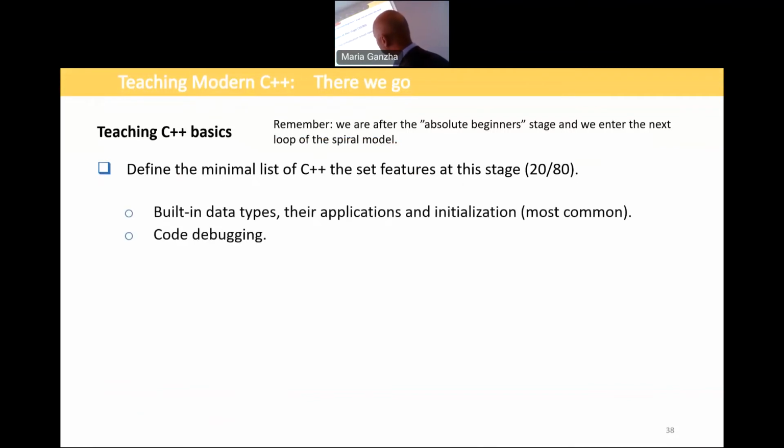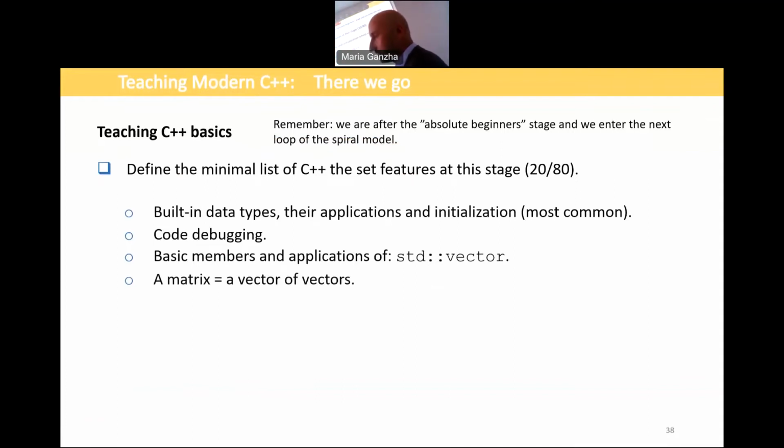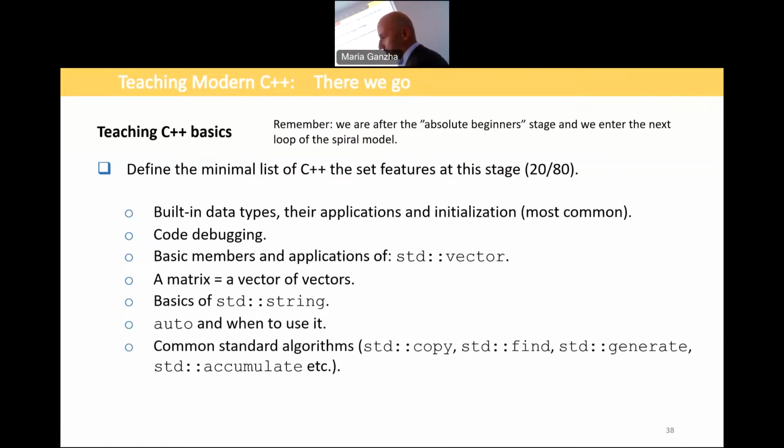Well, just briefly, build types. So we add more. We add debugging from almost the very beginning. Basic members of applications. So here are examples of this spiral model. Matrix, for example, vectors. More about string, auto, and when to use it. And from the very beginning, we foster using standard algorithms.